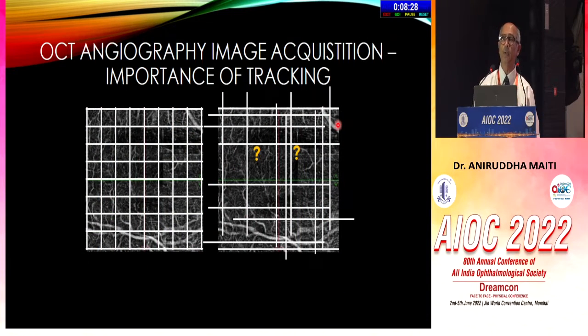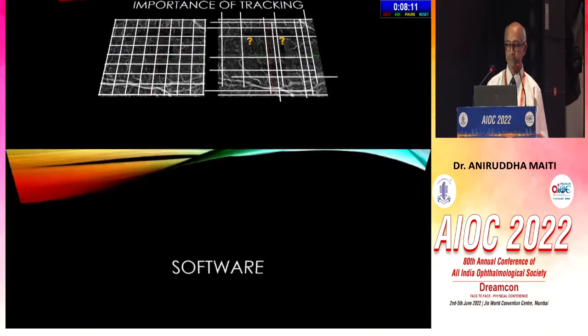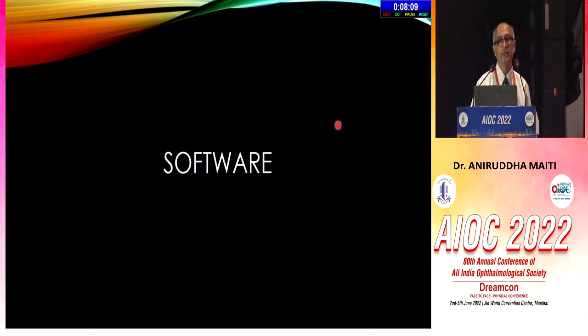Also, it's very important that the image must be static at the point of capture, because if there is too much movement, you are not going to be able to capture a good image. So there are special tracking technologies which are in the machine, and I'll show you some examples of how effectively that works. So another important thing about OCT angiography is the software.